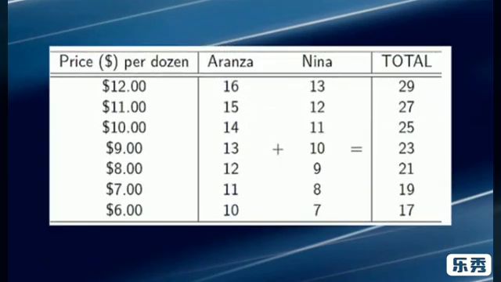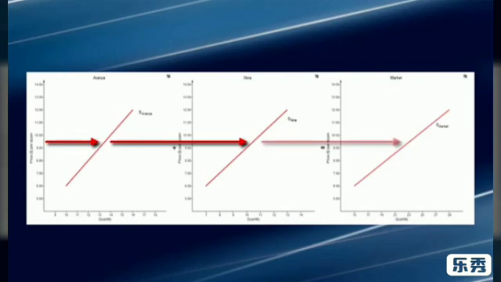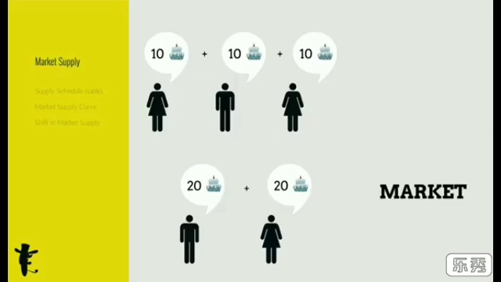So to recap, we've been able to take the data from the individual supply schedules and make a market supply schedule, and take the data from the individual supply curves and create the market supply curve by simply adding up the quantity each individual supplier is willing to supply at every particular price. Same as how we derive the market demand, we can add up all the individual supply curves and get the market supply.